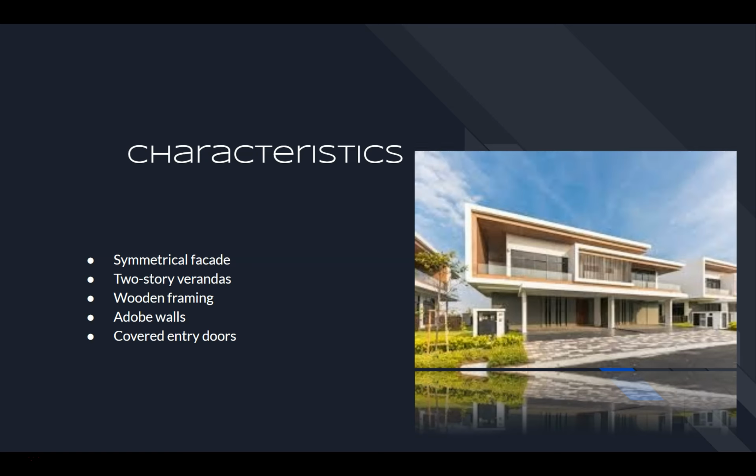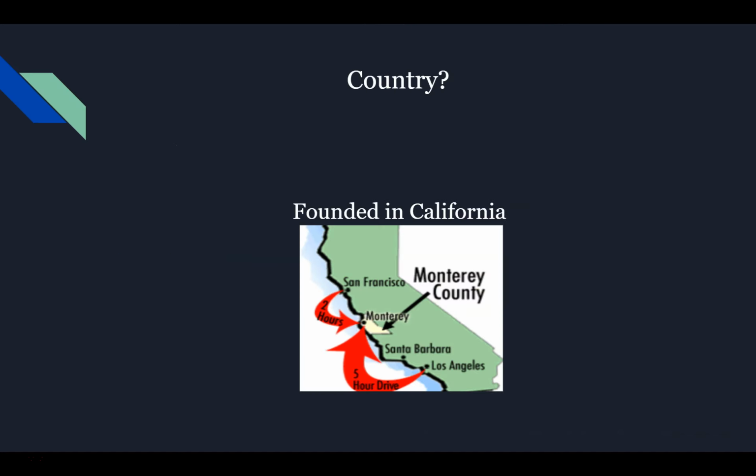Characteristics: they had symmetrical facade, 2-story verandas, wood framing, adobe walls, and covered entries. This was basically founded in California. You can see.